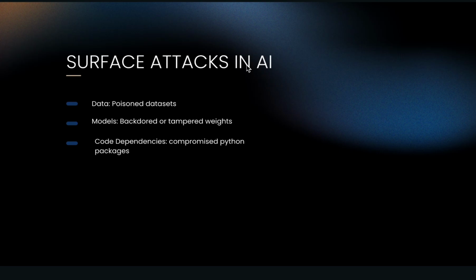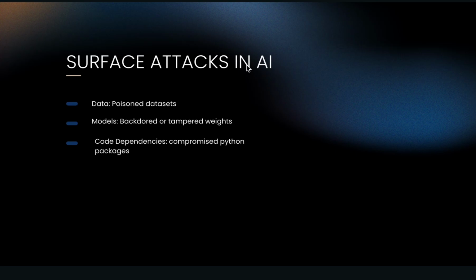Attack surfaces in AI. What are some examples of attack surfaces in AI? Data: if the data set itself gets poisoned and that goes undetected, and it's also used to train the model. Models backdoored or tampered with: if the weights themselves get tampered with or backdoored, that will affect downstream users who use the model and also see funny behaviors.